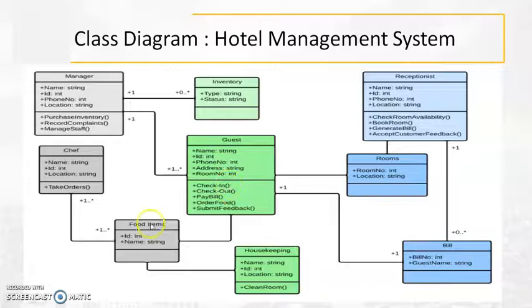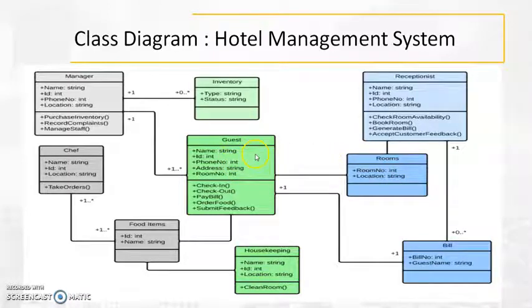This guest is also related with the food items class, and this food item class is related with the chef to prepare that food based on the orders. This food item is also related with the housekeeping staff: name of the staff, ID, location, and clean that particular room.